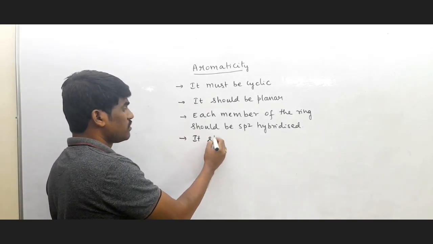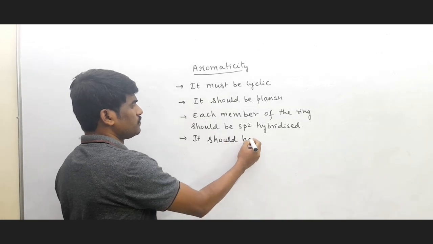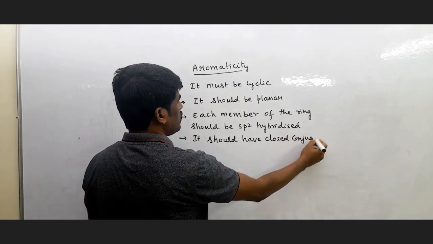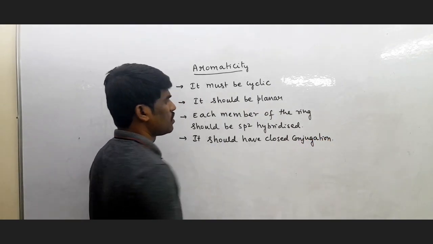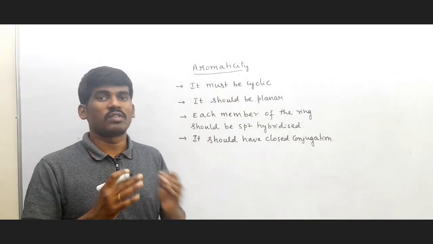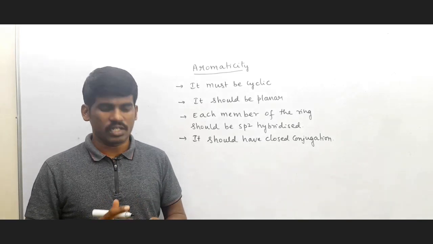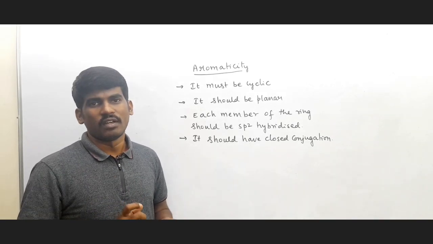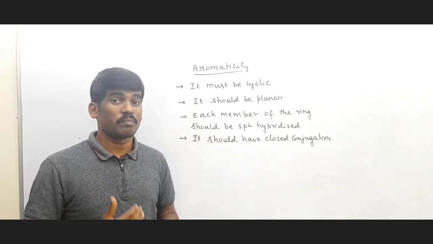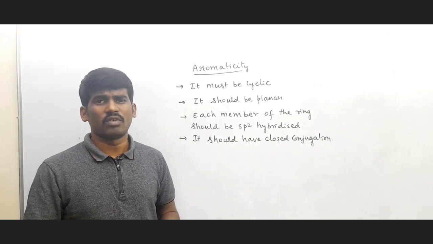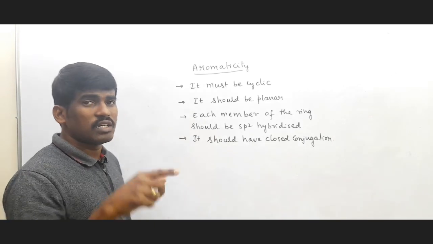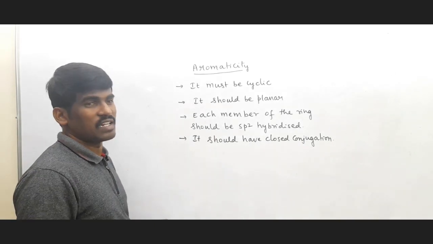Another important condition, it should have closed conjugation. Conjugation must be present throughout the ring or throughout the cyclic system. Such kind of conjugation is nothing but closed conjugation. A conjugation may be pi conjugation, pi positive charge conjugation, pi negative charge conjugation, even a lone pair can be taken. Such type of conjugation must be there throughout the cyclic system or throughout the ring itself.